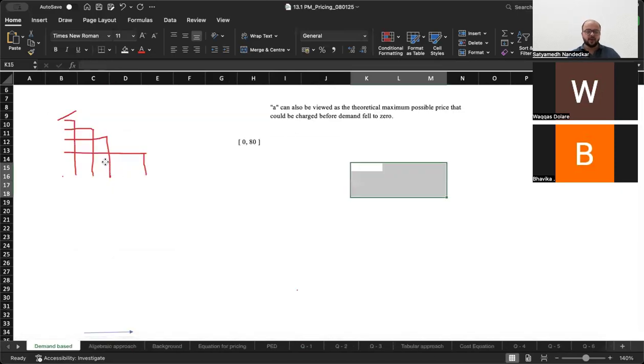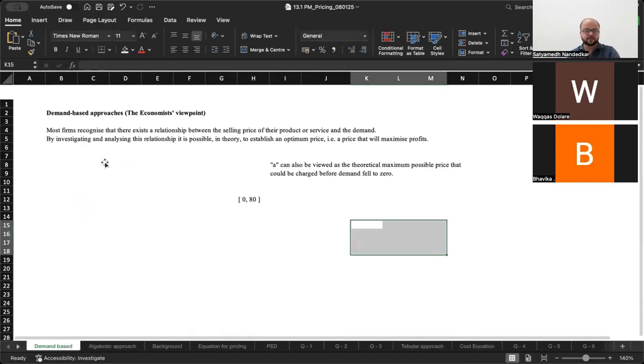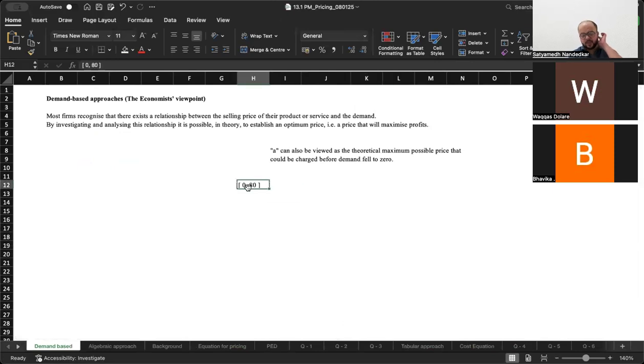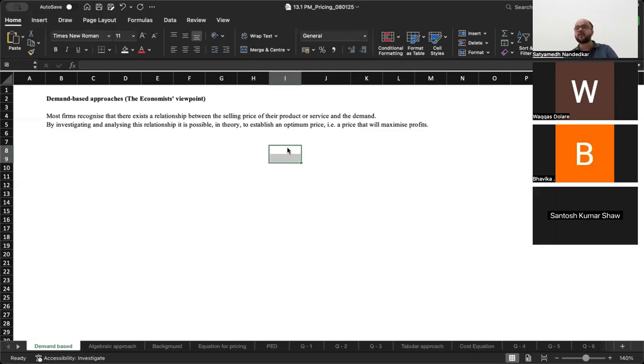But first of all, let's start with the demand-based approach to pricing. Most firms recognize that there exists a relationship between the selling price of their product and the demand. By investigating and analyzing this relationship, it is possible, in theory, to establish an optimum price that will maximize the profits. Now, this is the basic law of demand that you studied as young students in 11th and 12th.